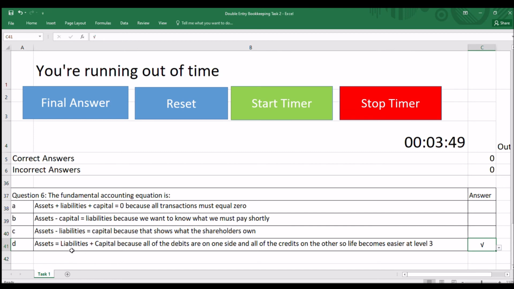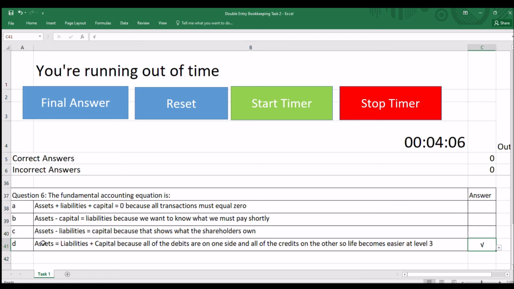And the reason why we do it like that, rather than you might sometimes see it being as assets minus liabilities is equal to capital, is because it puts all of the assets on one side, all of the money in items on one side, and all of the money out items on the other. And that allows you then to have money in is equal to money out.